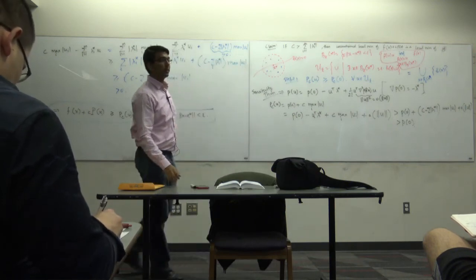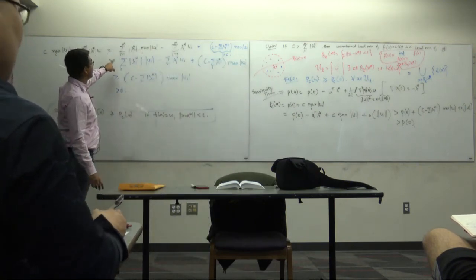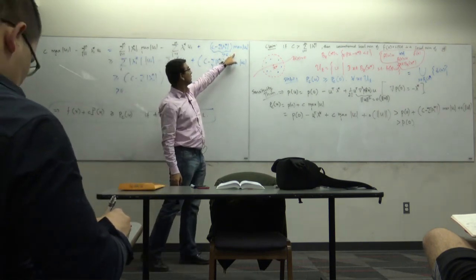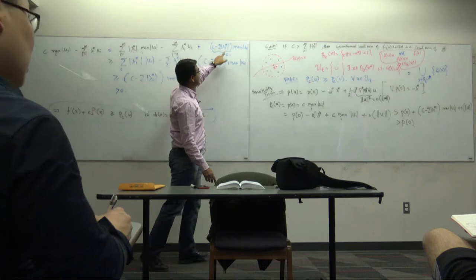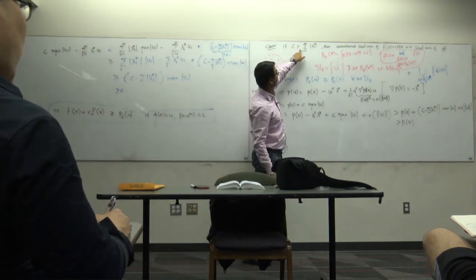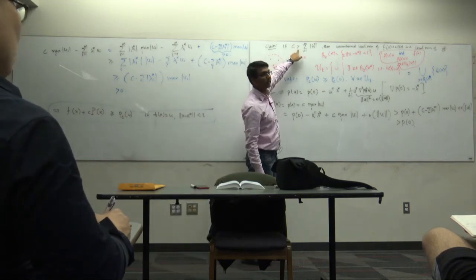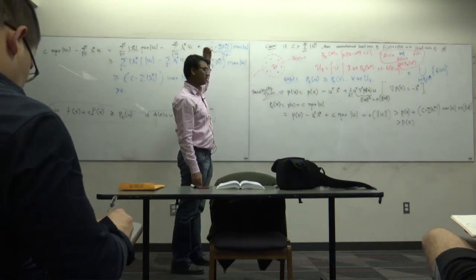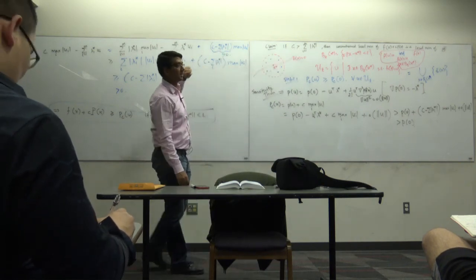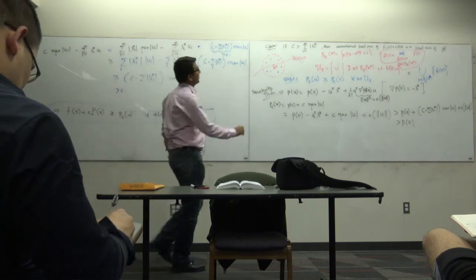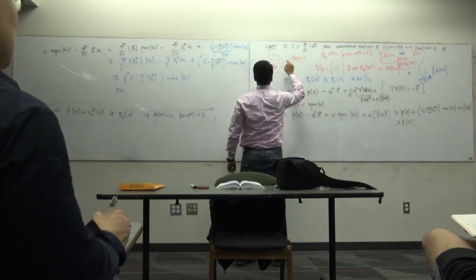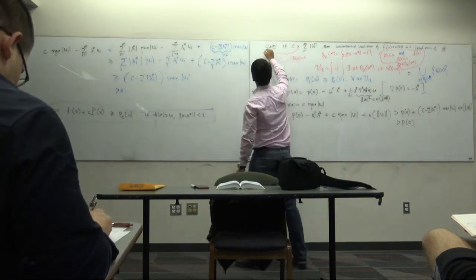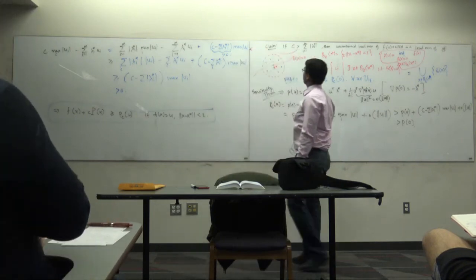Yes? I think I lost it somewhere. Can you explain again why C minus the summation of the absolute values of the eigenvalues is greater than 0? Oh, so this is by assumption. Look at this assumption. Oh, okay. Right? So if C is greater than summation of lambda_i, these are not eigenvalues. These are Lagrange multipliers. Yeah, that's what I meant. Okay, so let me draw the arrow. This implies this.